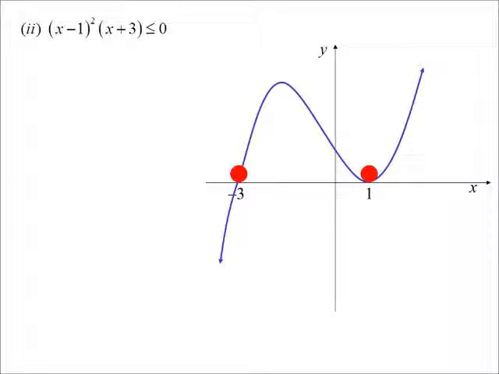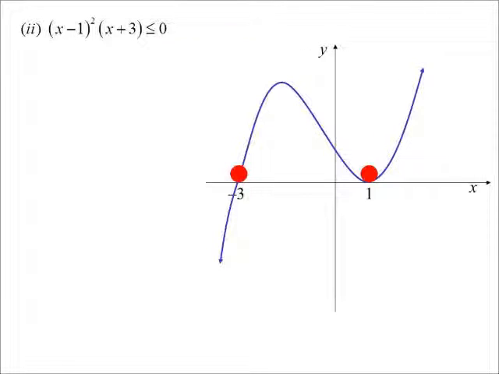Now, how do I know that? The leading term, x squared times x, is x cubed. So it starts down here, finishes up the top there. I've got a double root at 1, so it touches it like a parabola. I'm not concerned about the y-intercept because I'm just solving for x's here.